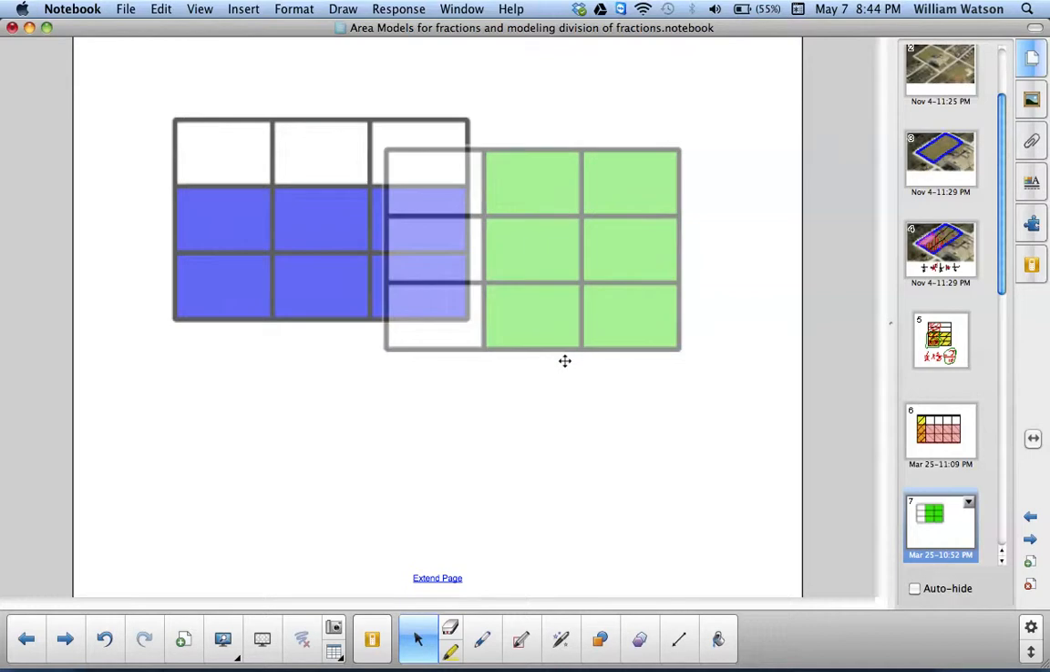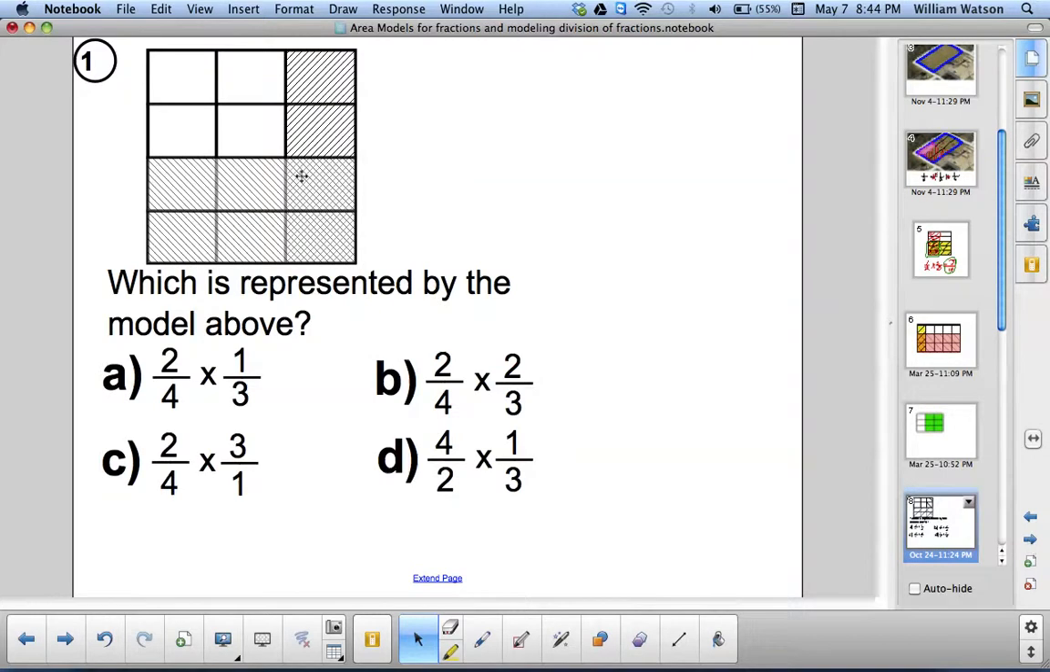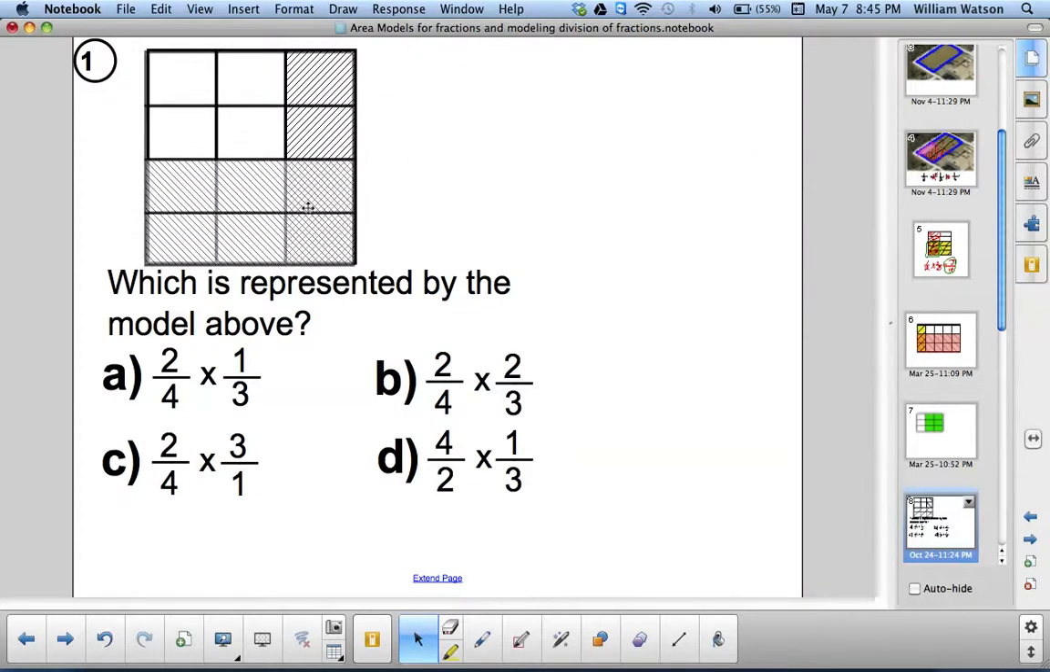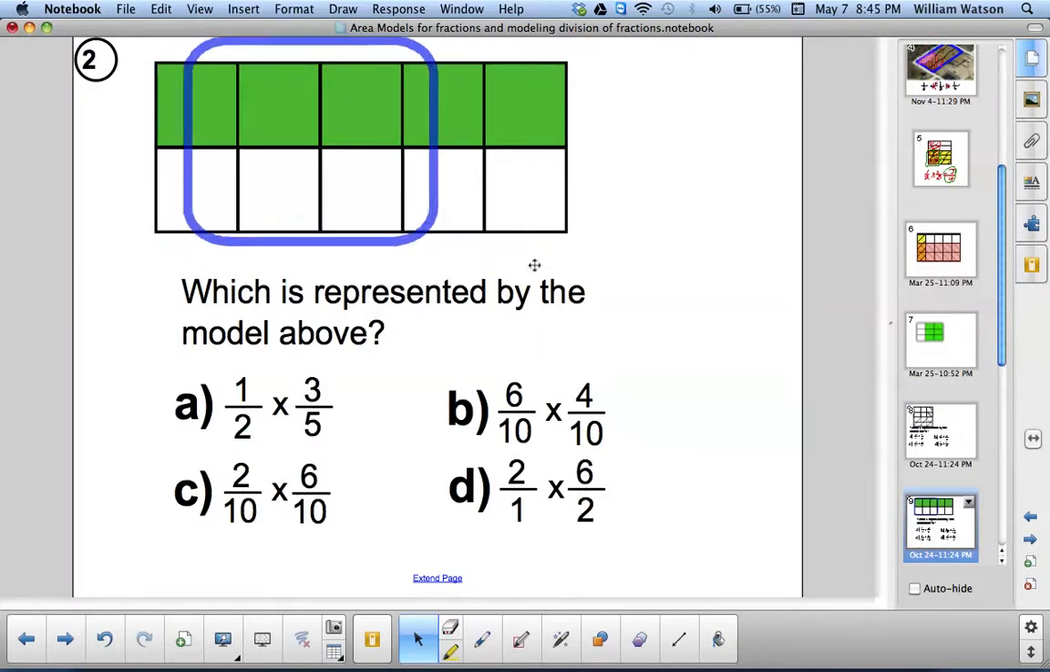I've got a couple of different versions of it, and I think it's good to show them a couple different versions of the model so that they can get comfortable seeing it. And I've got multiple choice here, which is helpful. This is the same exact thing, except sometimes it's illustrated by a circle.